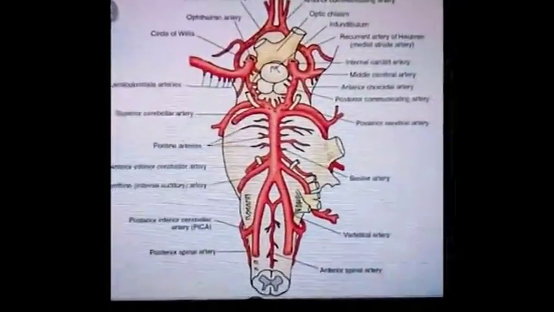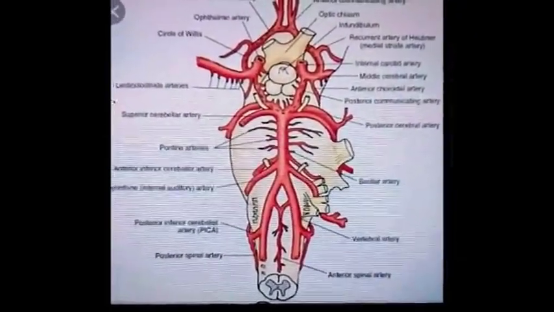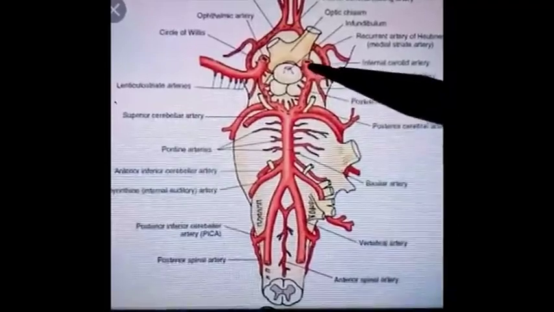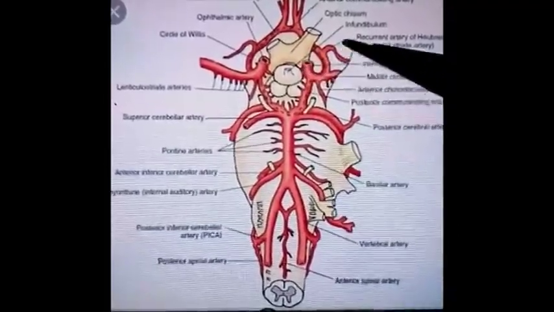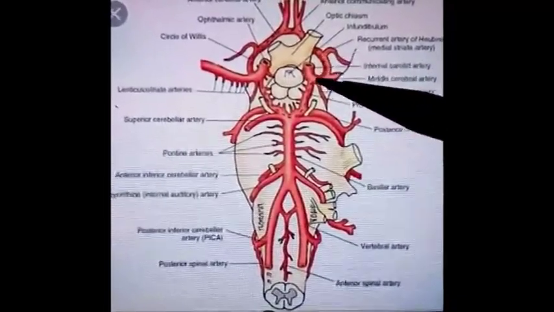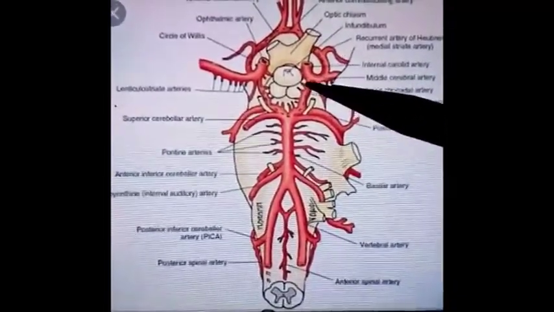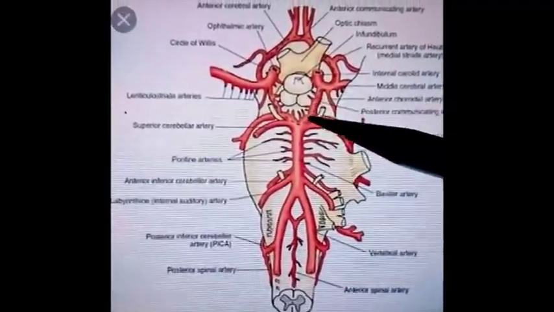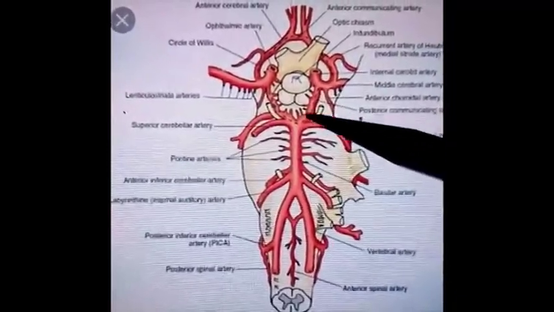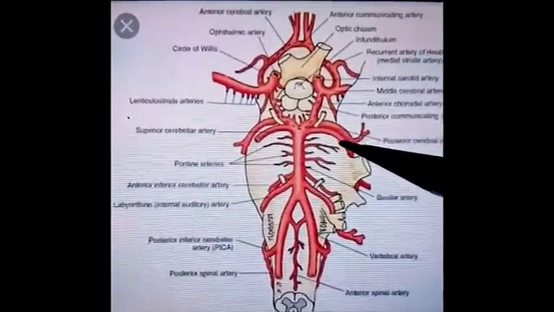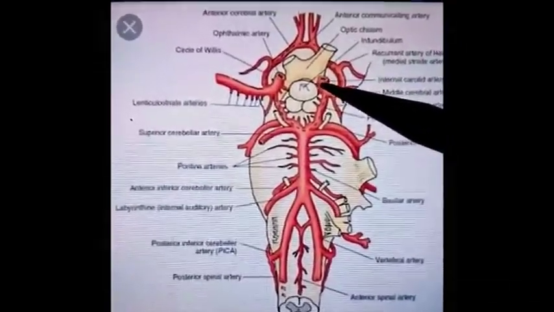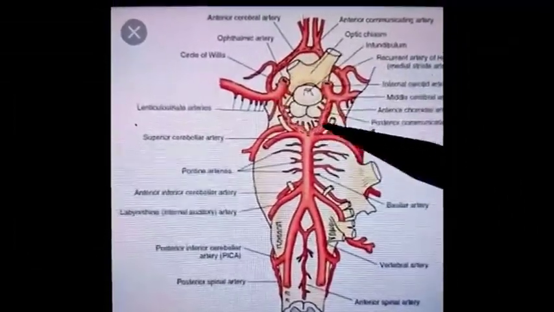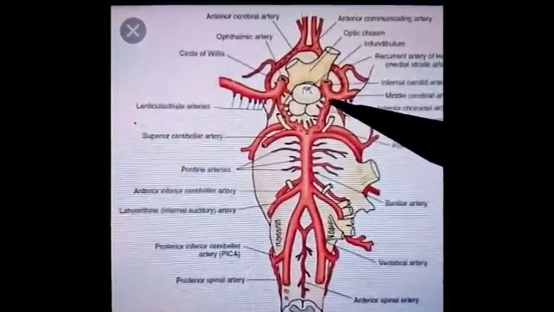This is the diagram showing the circle of Willis, which is formed by the branches of the internal carotid artery and the basilar artery. Here we can find this is the internal carotid artery. It is giving one branch, the anterior cerebral artery. This is the middle cerebral artery, and this is the posterior communicating branch, which joins with the posterior cerebral artery, which is a branch of the basilar artery. In this manner, branches of the internal carotid and basilar artery form a circle known as the circle of Willis, which supplies various parts of the brain.